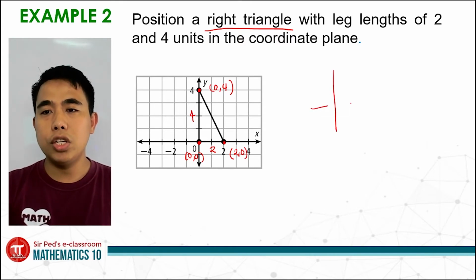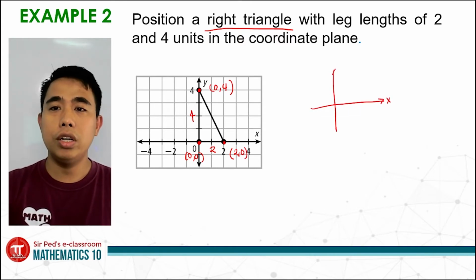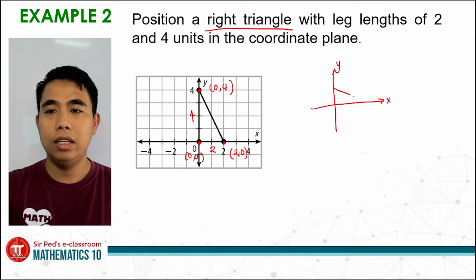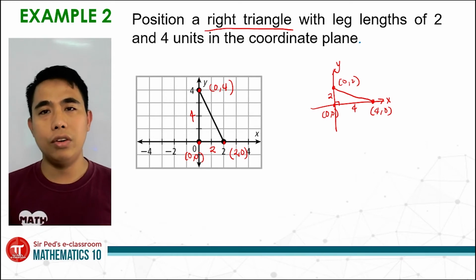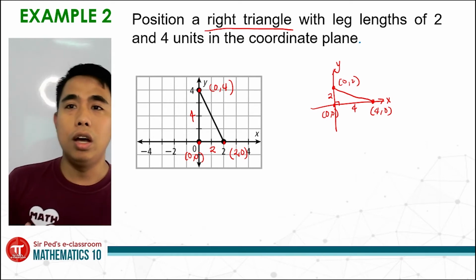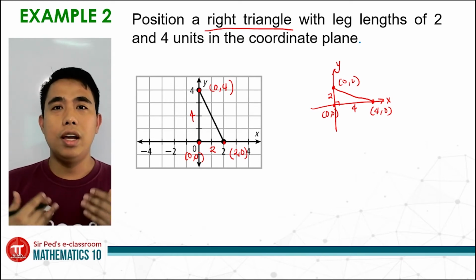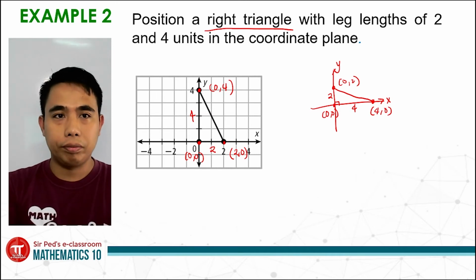You can also position your right triangle flipped. So like this. So 2 units here, and then 4 units there. So the coordinates of the vertices of that triangle will be 0, 0. This is 4, 0, and then 0, 2. So it's up to you how you are going to position your triangle.